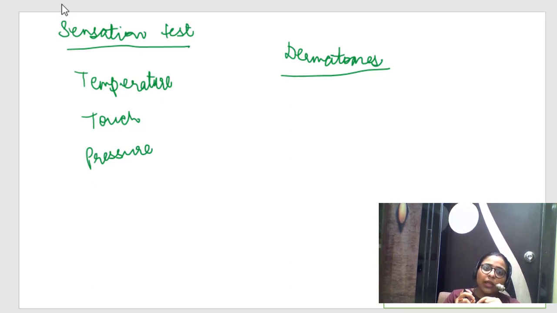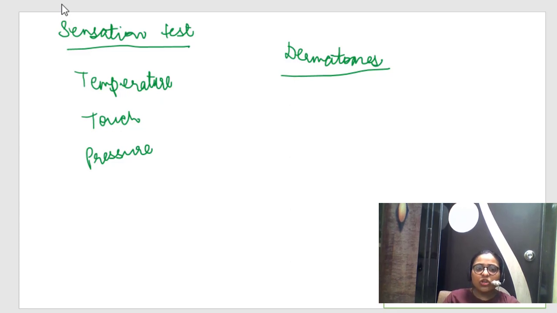So you put it on a specific dermatome and ask the patient, with his eyes closed, to tell you what he is feeling, right? If he feels hot when you place the hot test tube on the particular dermatome, then his sensation is fine. But if he is unable to detect it, then you can check the sensation. By this method you can check at which dermatome his sensation is impaired, right?